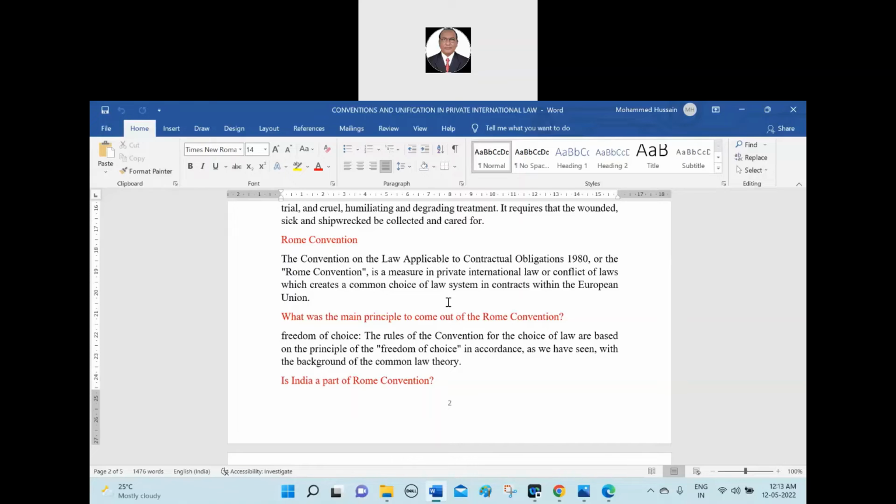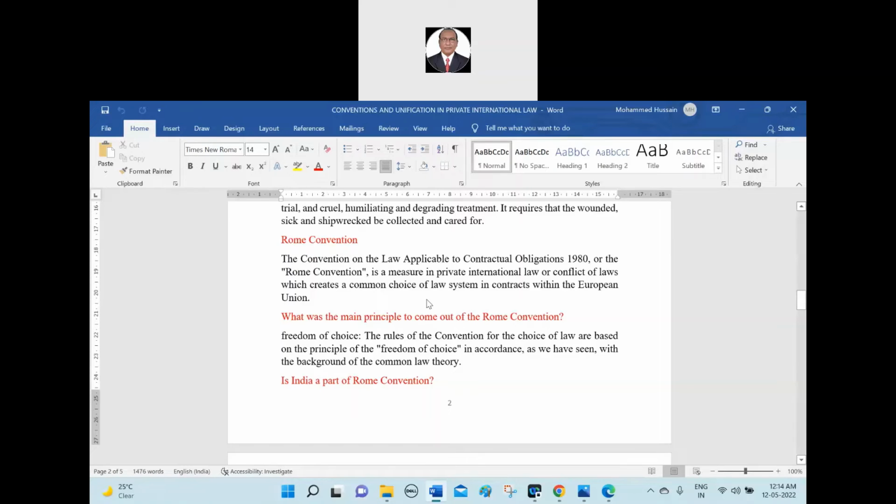The Rome Convention is a measure of private international law, or conflict of laws, which creates a common choice of law system for contracts within the European Union. Not only the European Union: any member state of the Rome Convention is supposed to follow its norms regarding contractual obligations. As I already told you, parties who are not residents of a particular country, whether plaintiff or defendant, can still choose another country's law as the governing law. And what is the case law? Can you tell me? We already read this case in arbitration. Yes, Richmond Downs versus Tenesco. There we read it.